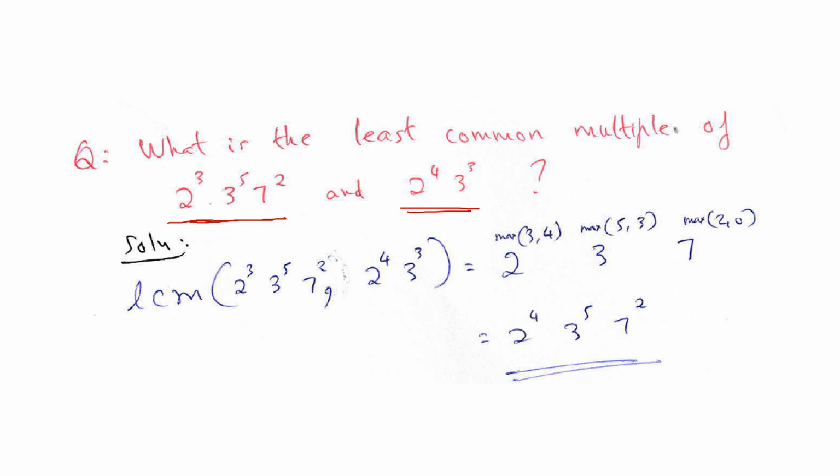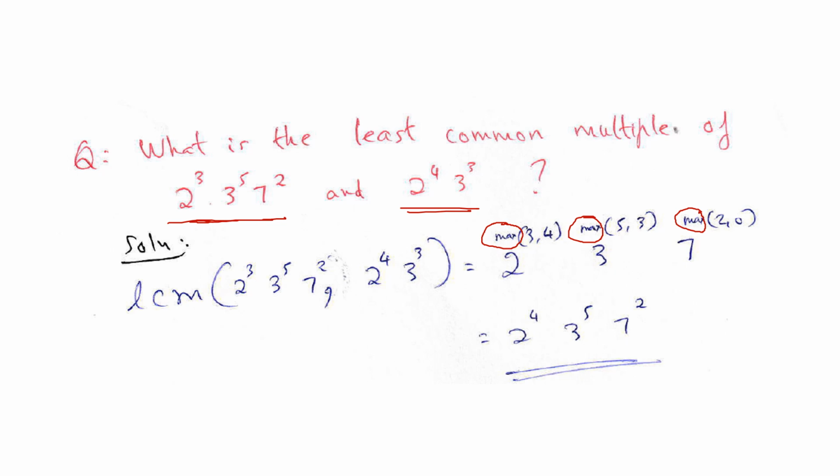So now how to do this? Just like the previous problem, how we found out the GCD by writing these powers, you see, in the same way we are going ahead. But the only thing was, in the previous case for GCD, it was minimum. Here, what is the difference? Here it is the maximum. That is the only difference.